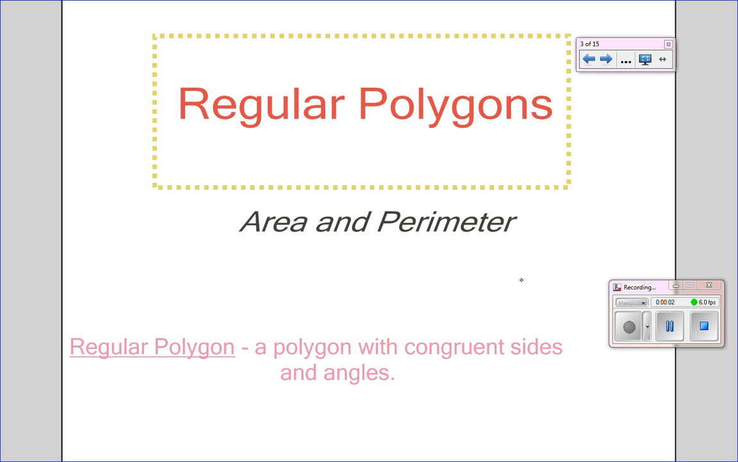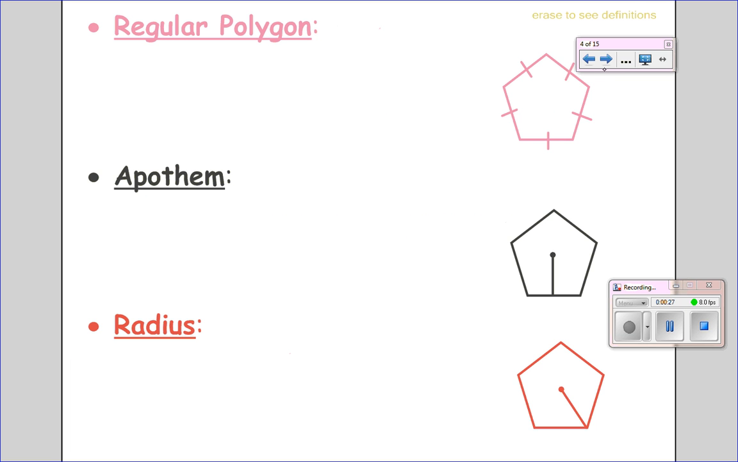In this video, we'll be looking at the area and perimeter of regular polygons. Now you need to recall that a regular polygon is a polygon with congruent sides and angles. So all angles are congruent and all sides are congruent. An example of a regular polygon would be an equilateral triangle, a square, or even a stop sign, an octagon, because all the sides are the same and all the angles are the same.